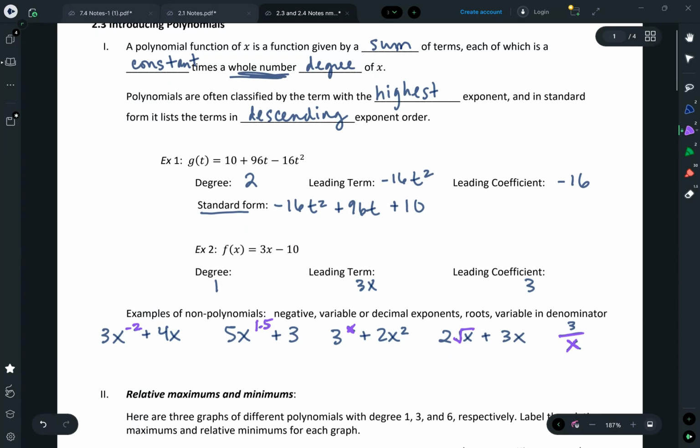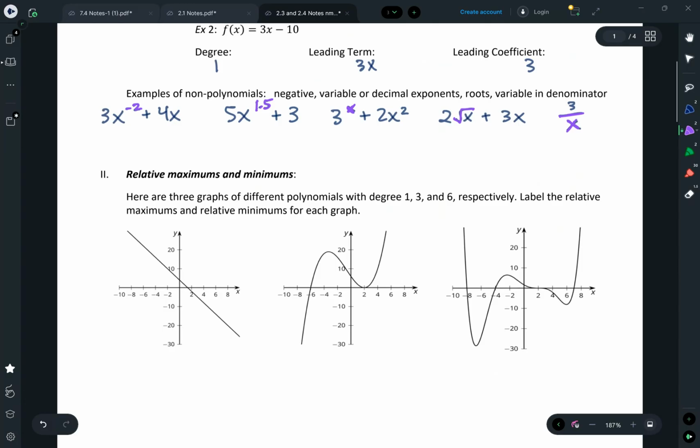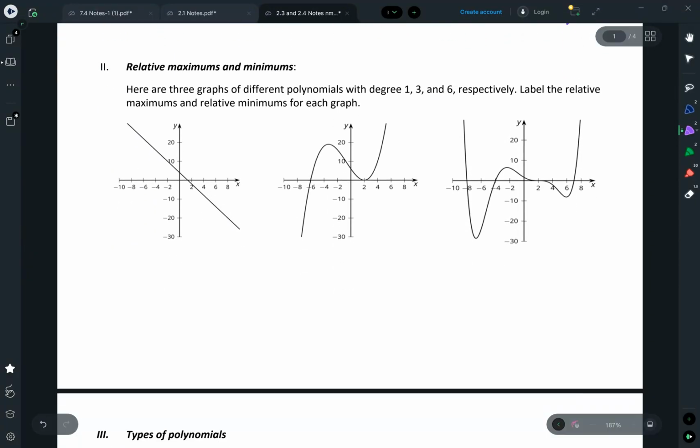Polynomials are really easy to work with. They're functions for the most part. We like them. They're easy to work with. So here are 3 different graphs of different polynomials with degrees 1, 3, and 6 respectively. Label the relative maximums and relative minimums for each graph. So if I have a straight line, it's going on forever in both directions. I have no relative max or relative min.